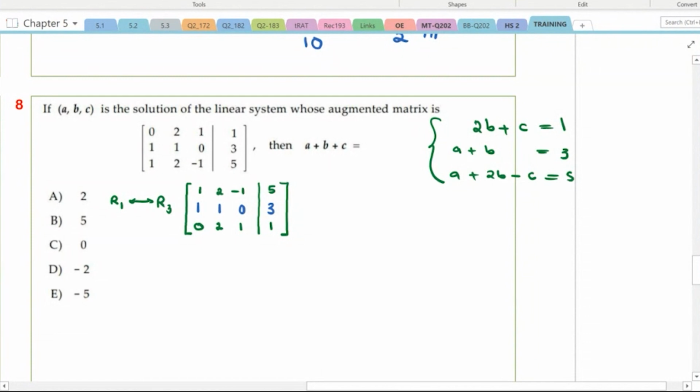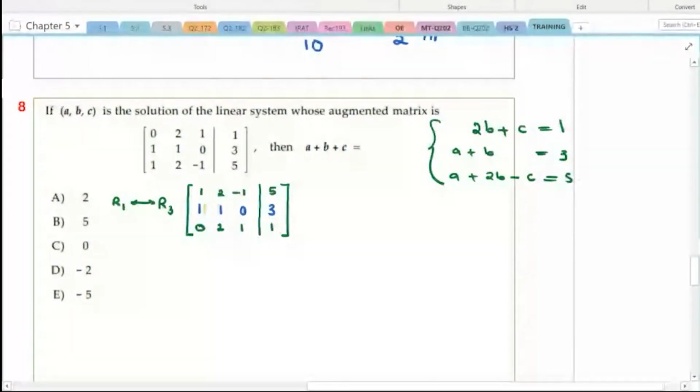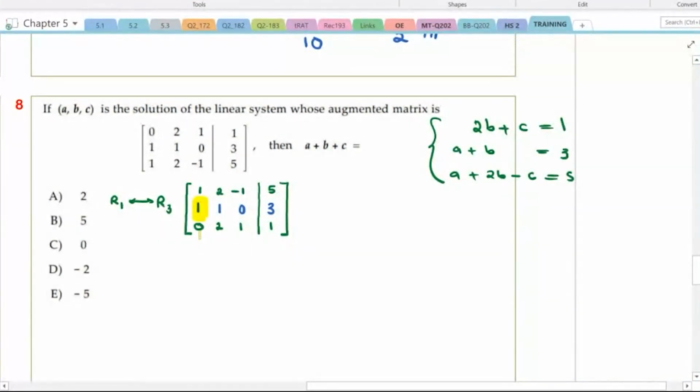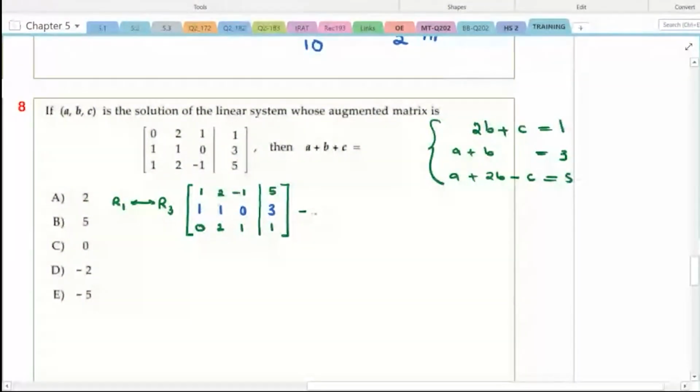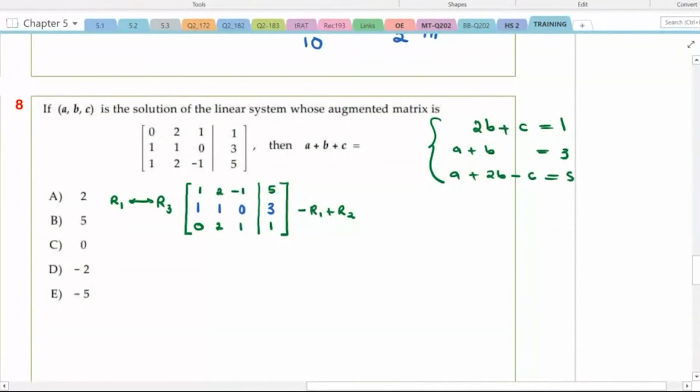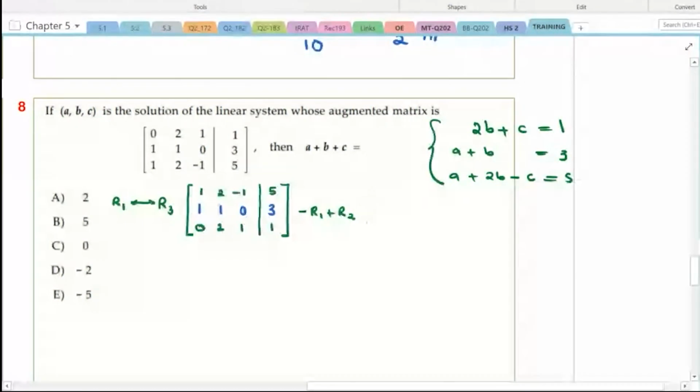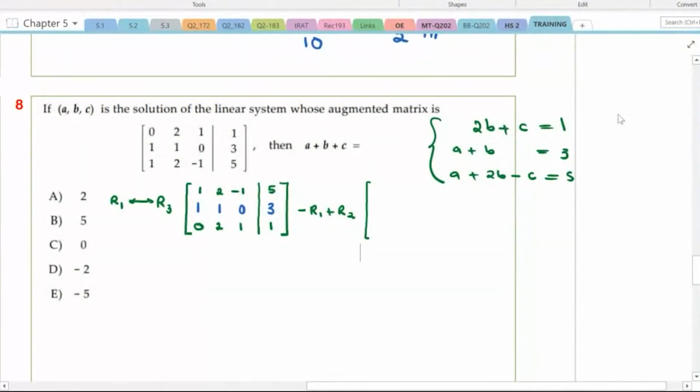Now what do we do to this one, gentlemen? We need this guy here to be equal to 0. Now we have good news, because in row number 3, the first number is already 0, so we have no problem with that. So what will I do now? I would make this one equal to 0, and to make it 0, I would say minus row number 1 plus row number 2. So let us do that, gentlemen. Let me push this system here to the side.